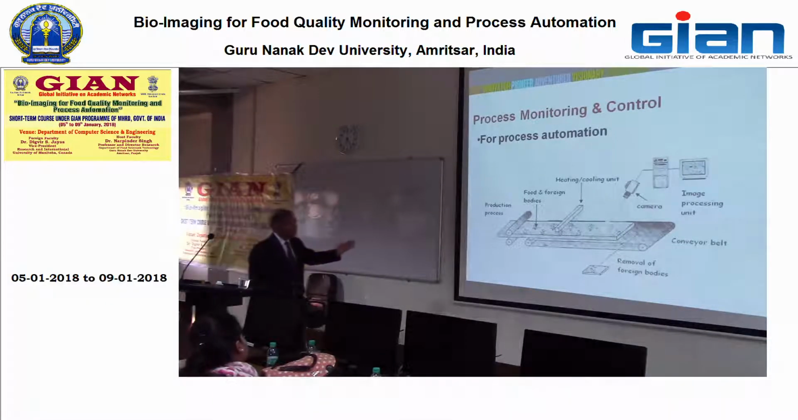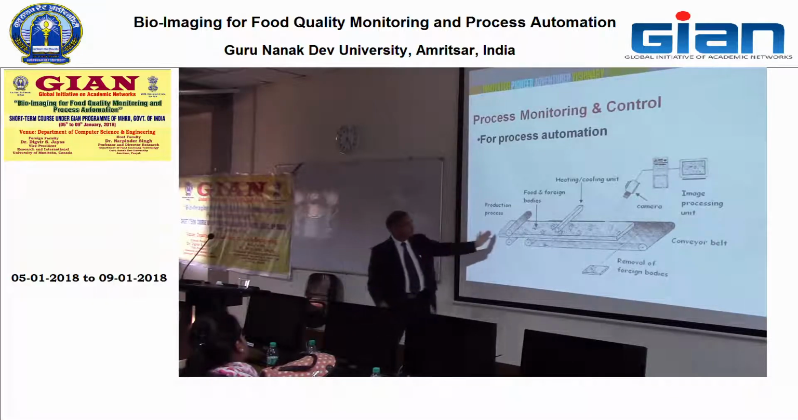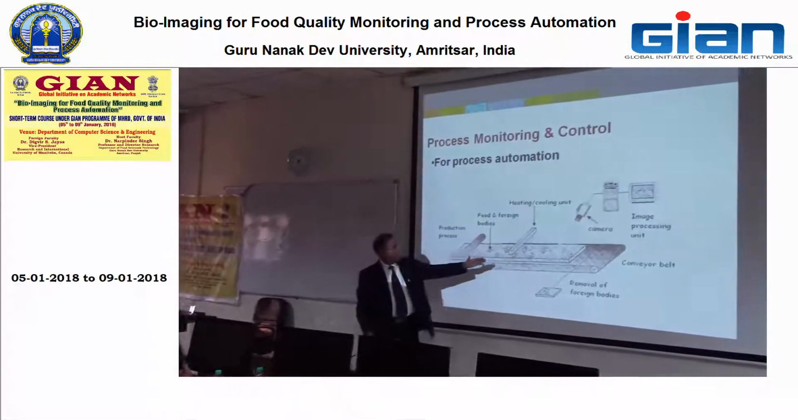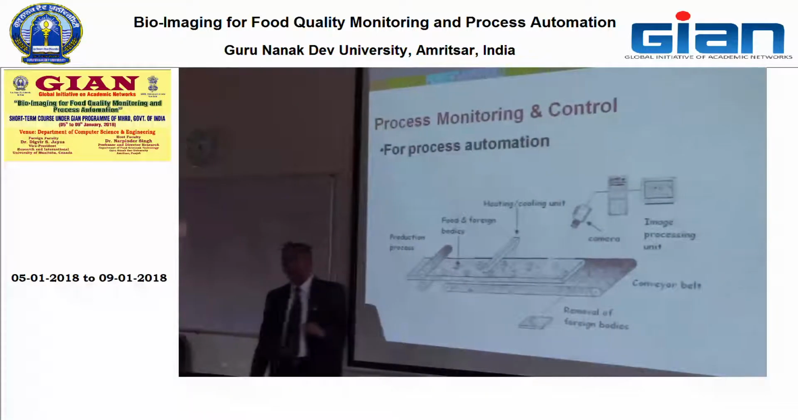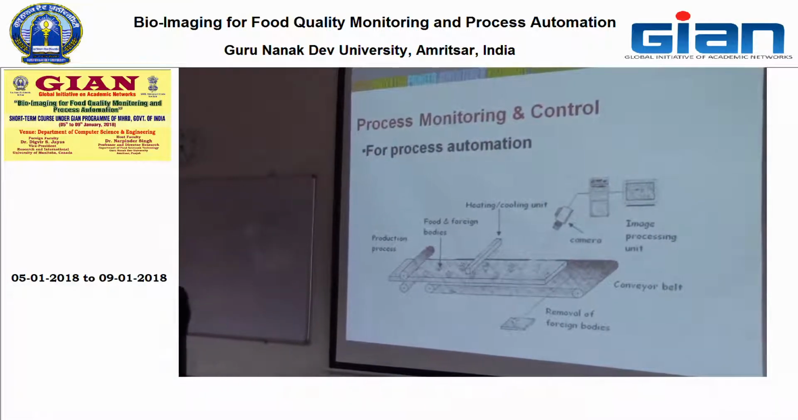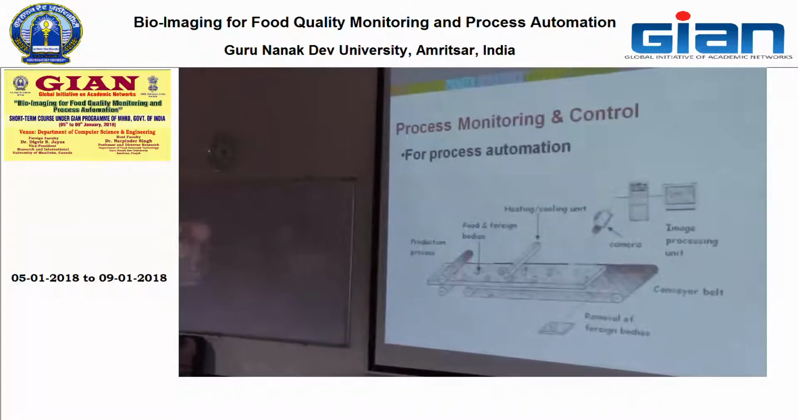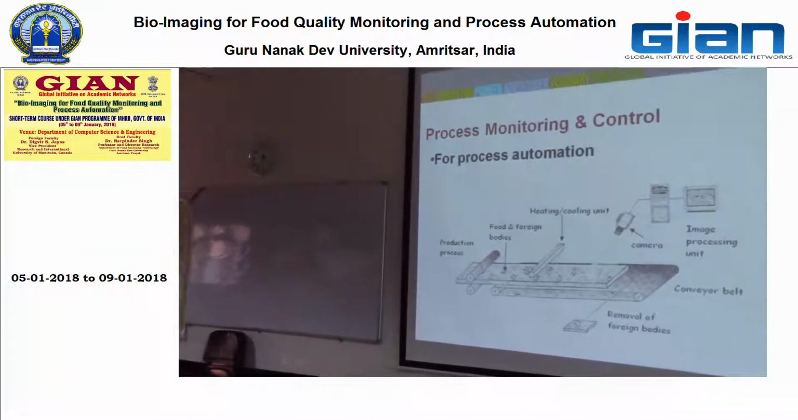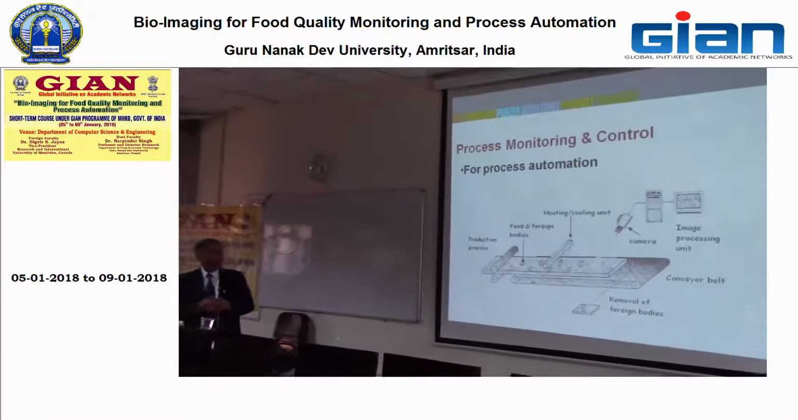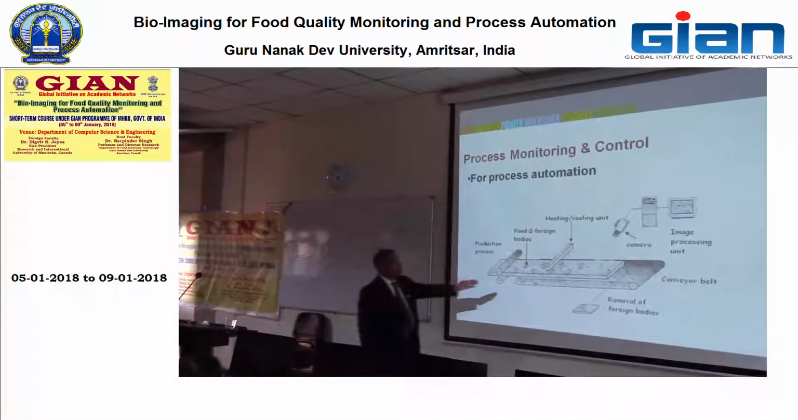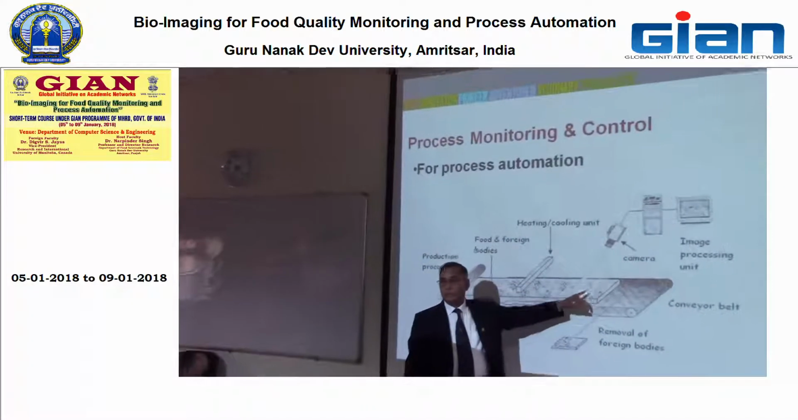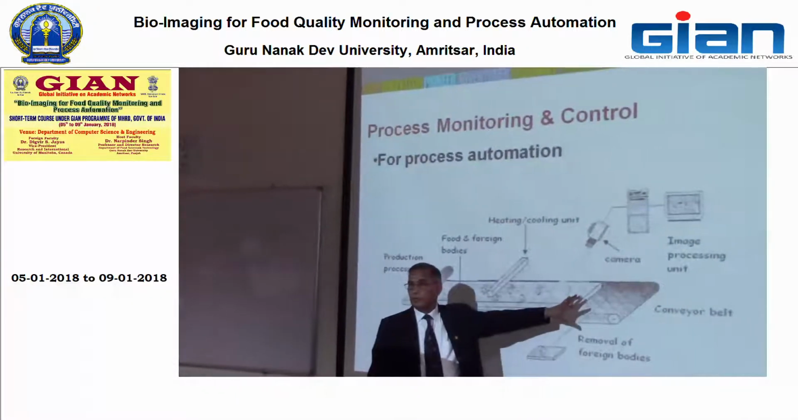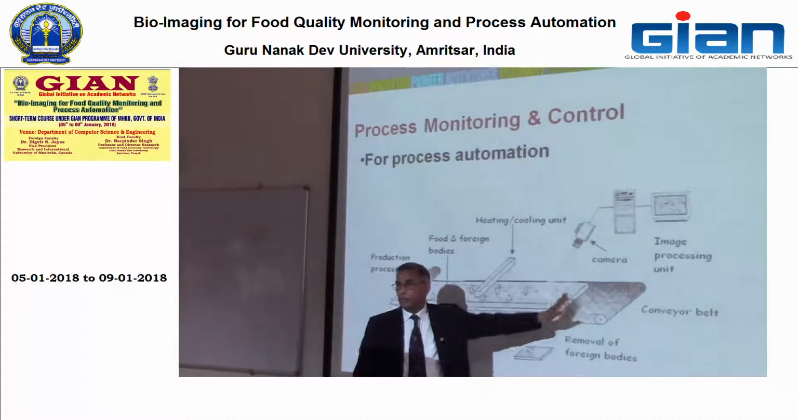So in this particular case, your production process continues, and then here you could use, for example, a heating cooling unit, which may not be required depending on the application. If you're using thermal camera, you would need that, but if you are using just the visual camera, you probably won't need that. And then you would extract the features from the objects. So you take the camera, take the image, and based on the features, you could say this particular object belongs to this category. Then it will stay on the belt.